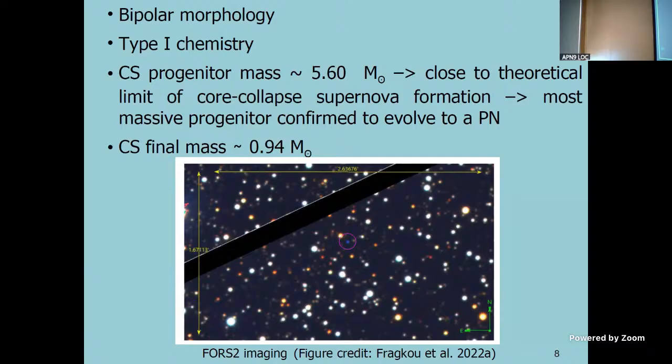The progenitor mass was found to be around 5.6 solar masses, which is close to the theoretical limit of core collapse supernova formation, making it the most massive progenitor that has been empirically confirmed to evolve into a planetary nebula. And the final mass was estimated to be around 0.94 solar masses. Here, this is a 4:3 color image, so the identified central star is centered in purple.